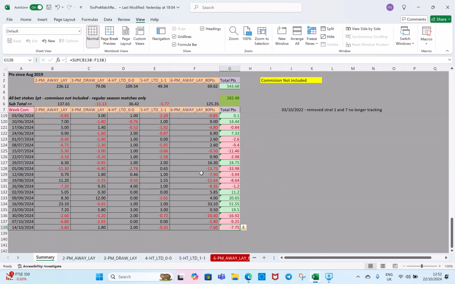So I think what we'll do, we're going to keep the lay the away, and we'll probably keep the half-time lay the draw. I think we may remove the others. I think they're just a little bit volatile there.